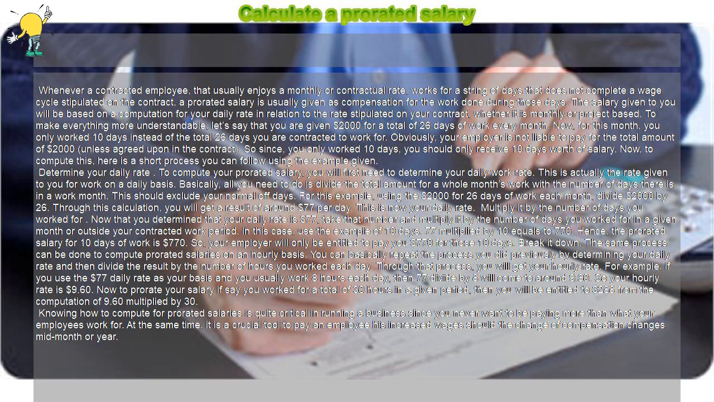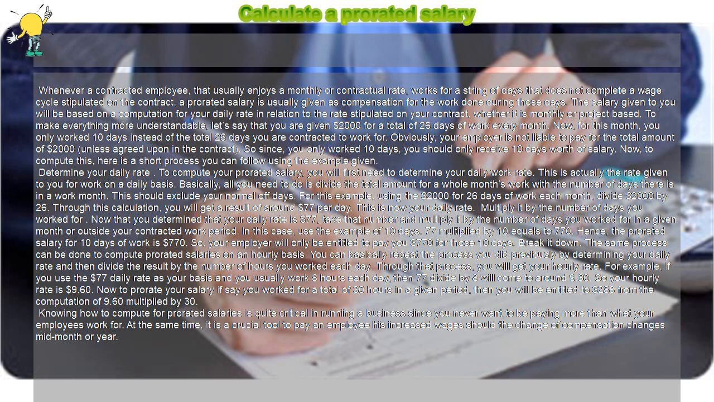Break it down. The same process can be done to compute prorated salaries on an hourly basis. You can basically repeat the process you did previously by determining your daily rate and then divide the result by the number of hours you worked each day. Through that process, you will get your hourly rate.